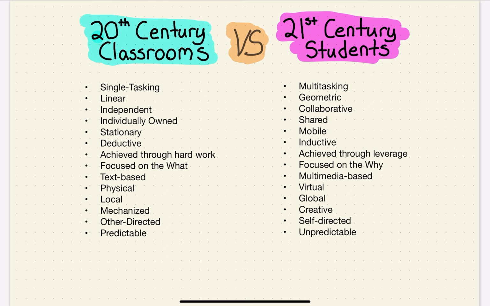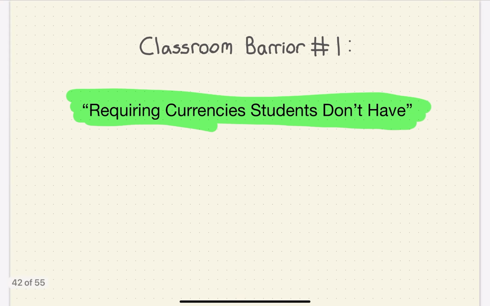Also, instead of trying to move our 21st century students toward the behaviors that we'd like to see via carrots and sticks, we can take a step back and allow them to take these steps on their own. The task here is to identify and remove barriers to investment and set up a classroom that students will choose to take part in. This brings us to our barrier number 1, requiring currencies that students don't have.